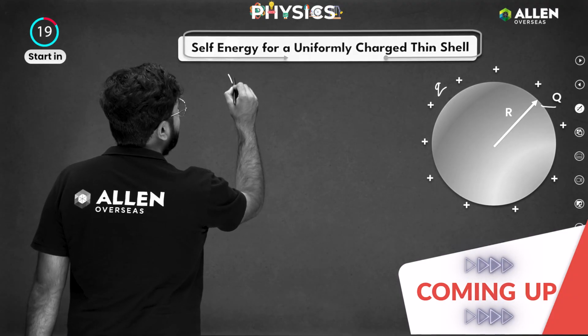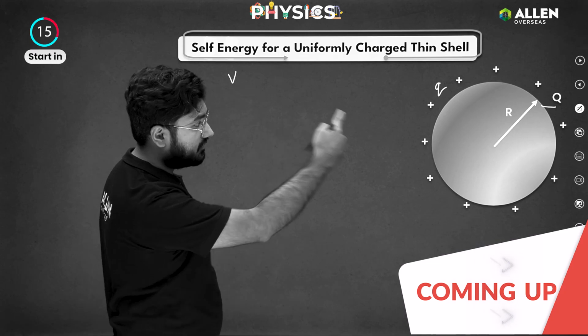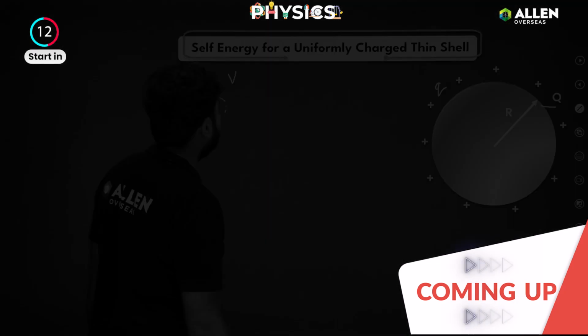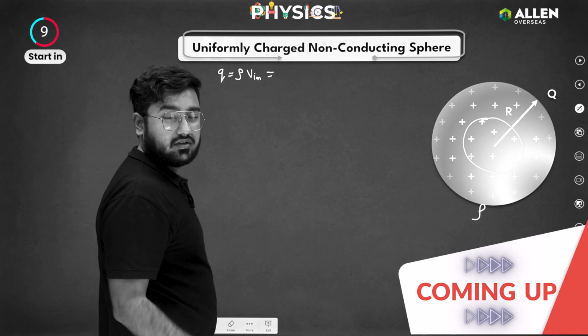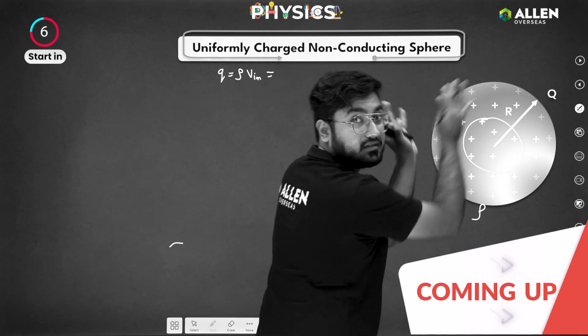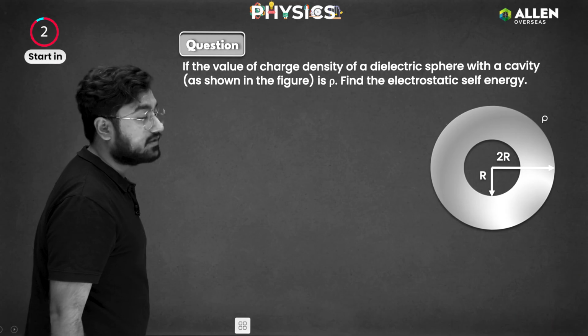What will be the potential of this sphere when the charge is q? So what is rho? Rho is charge per unit volume for this complete sphere. Find electrostatic self-energy.